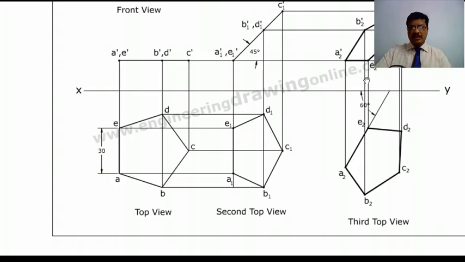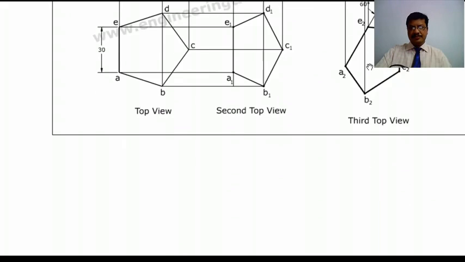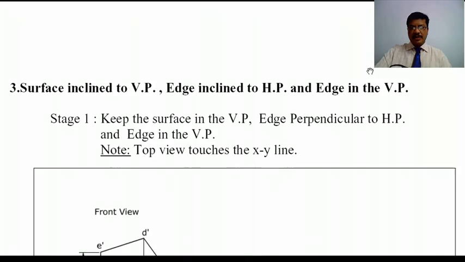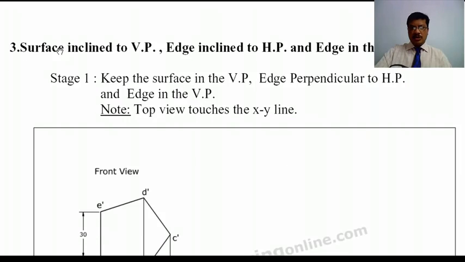The only difference is that in the second case, this edge A dash E dash will not touch the XY line. This will be some distance away from the XY line. Now we will go for the third case. Now see the third case.